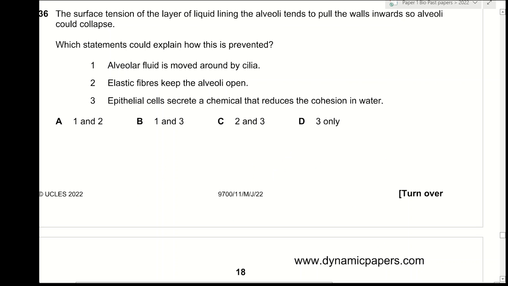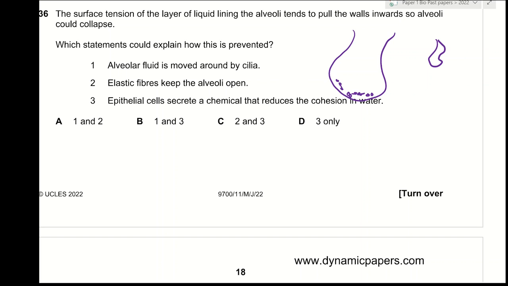Question number 36. The surface tension of the layer of liquid lining the alveoli tends to pull the walls inwards, so alveoli could collapse. Which statements could explain how this is prevented? So the surface tension occurs by hydrogen bonding, because water molecules in the alveoli have a tendency to form hydrogen bonds together. If this actually happens, then the alveoli would suddenly just collapse.